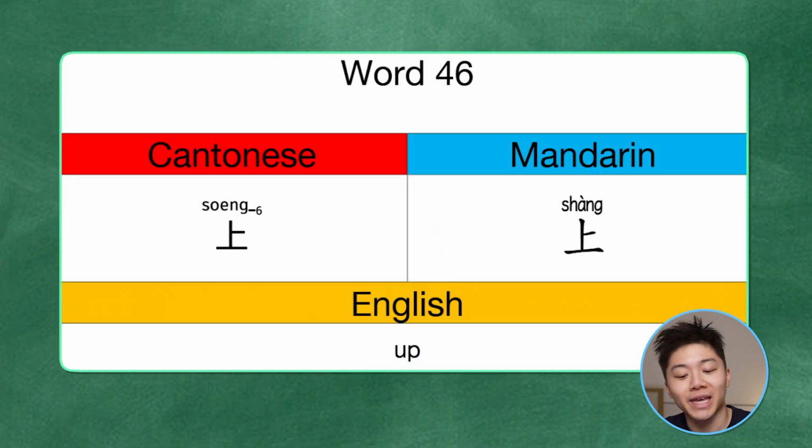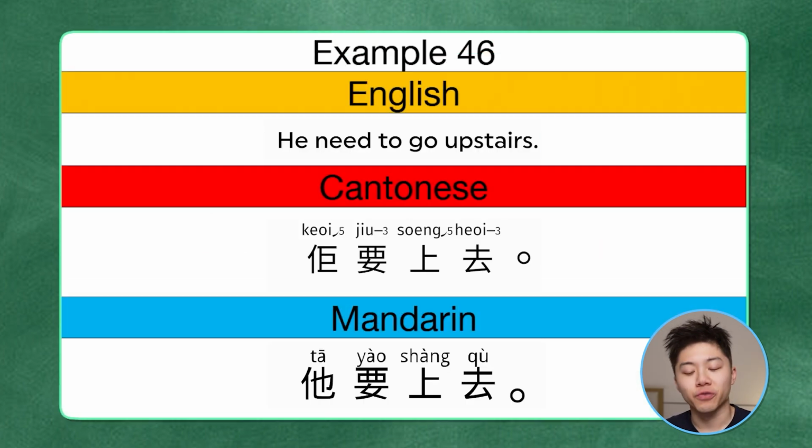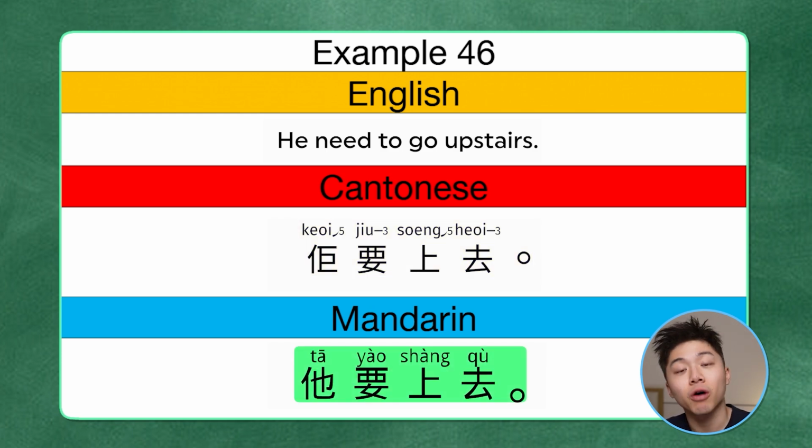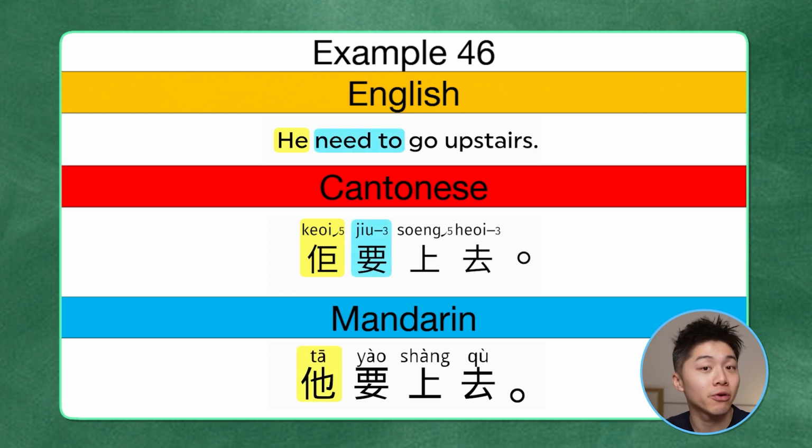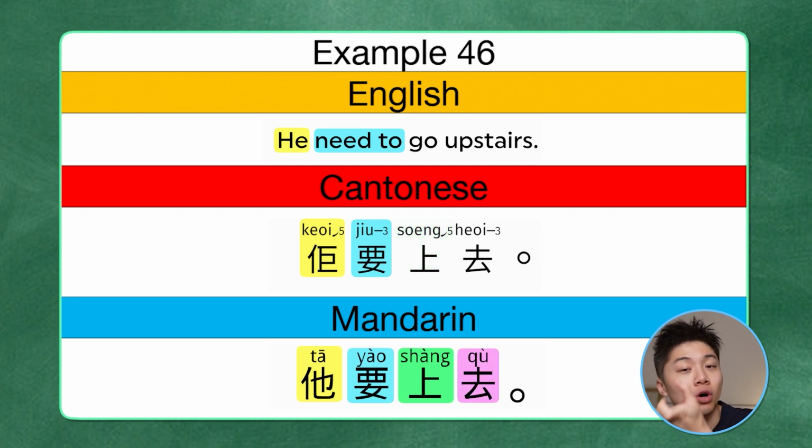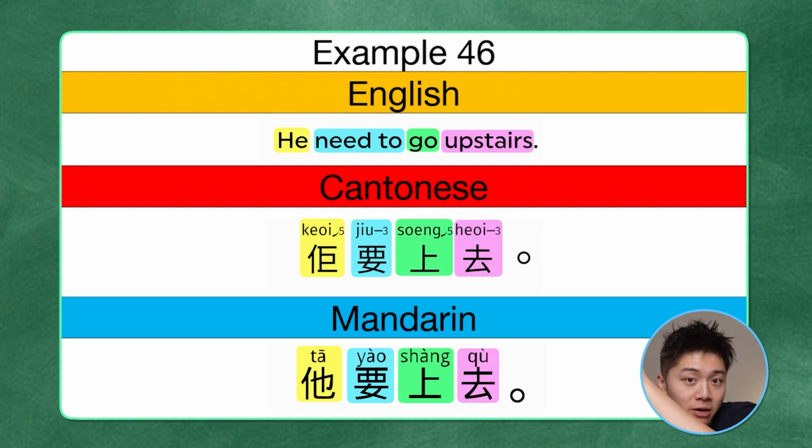Next, the word for up in Cantonese is 上. In Mandarin, it's 上. So for example, he needs to go upstairs. In Cantonese, 佢要上去. In Mandarin, 他要上去. So in Cantonese, 佢 is he, she, it. In Mandarin, 他. 要 means needs to or wants to. And then 上 means up, and 去 means go. So 上去 means up, go, so go upstairs. So 佢要上去, 他要上去.